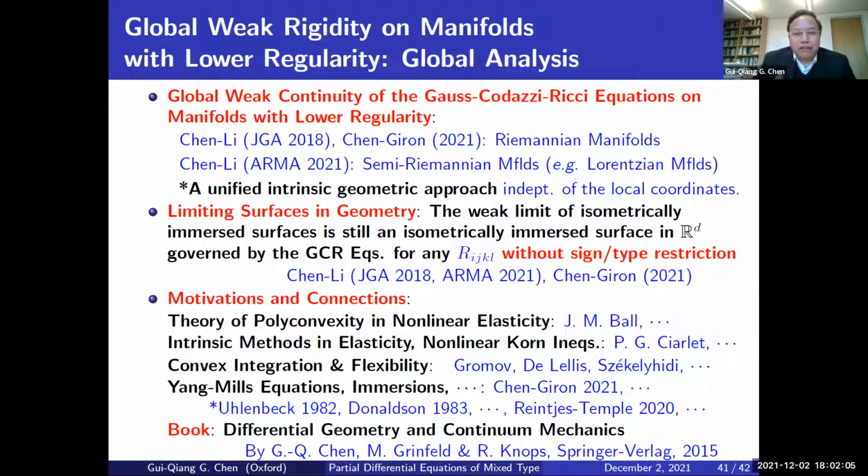A few years ago, I just gave you several examples. I joined with Griffiths and Jeanne Robbin, and we edited a book called Differential Geometry and Continuum Mechanics. We collected other examples which involve nonlinear PDEs of mixed elliptic-hyperbolic type. If you are interested, maybe you could check that.